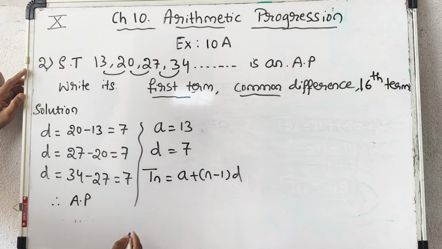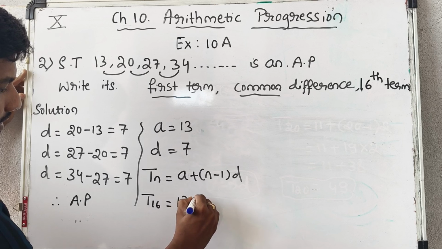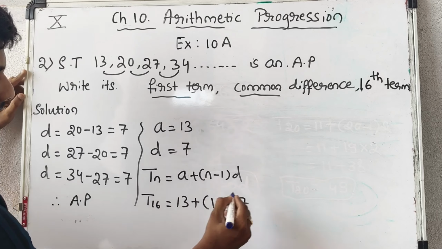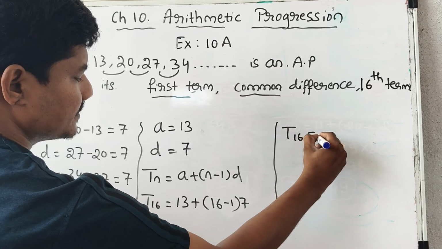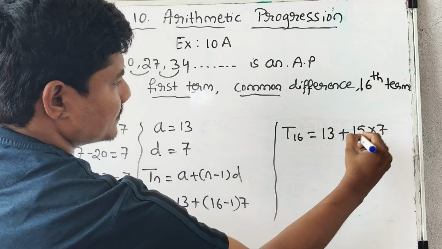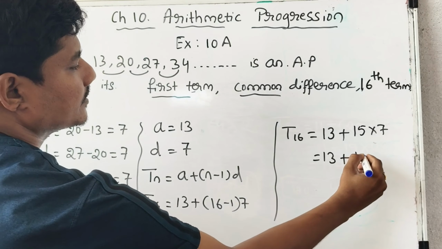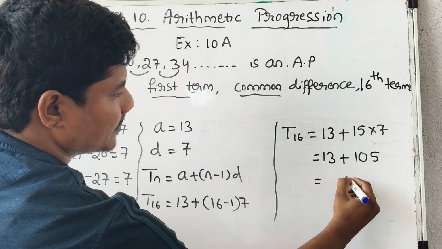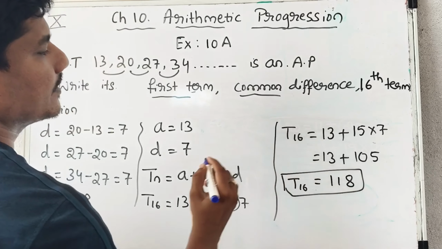To find the 16th term we have to use the nth term of the AP formula, a plus (n minus 1) d. 13 plus 16 minus 1, d is 7. t16, the 16th term, is equal to 13 plus 15 into 7. 15 sevens are 105. 105 plus 13 gives me the value of 118. Hence the 16th term of this AP is 118.